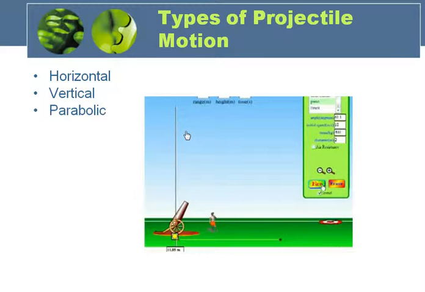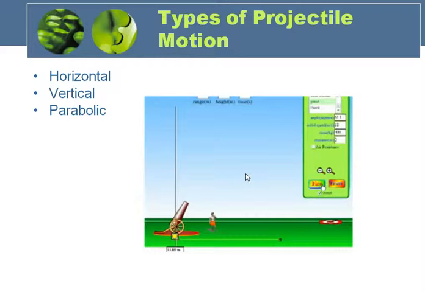Furthermore, an example of horizontal motion would be a ball rolling freely along a level surface. Note that the horizontal velocity is always constant. Secondly, the vertical motion can be described as a freely falling object. Here, the force is due to gravity, and the vertical component of the velocity changes with time.